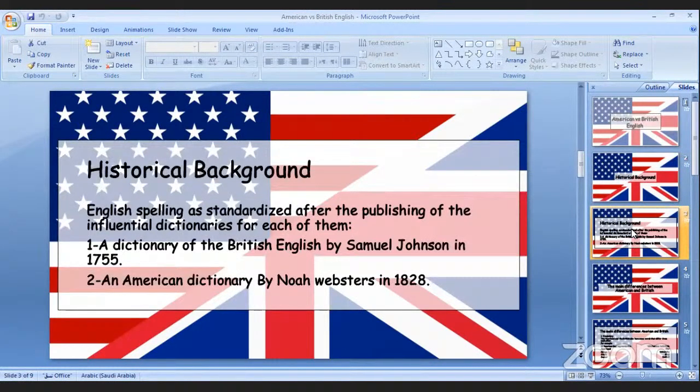Historical background. English spelling was standardized after the publishing of the influential dictionaries for each of them. One, A Dictionary of the English Language by Samuel Johnson in 1755. Two, An American Dictionary by Noah Webster in 1828.